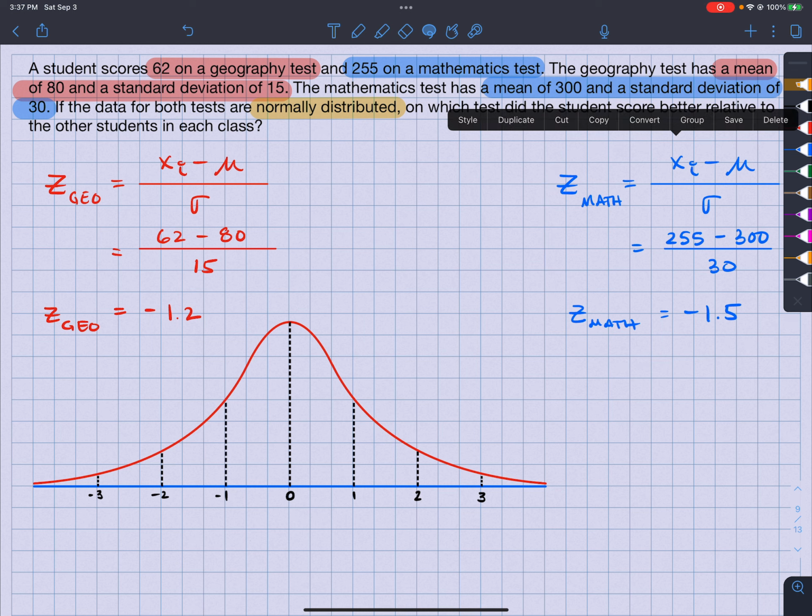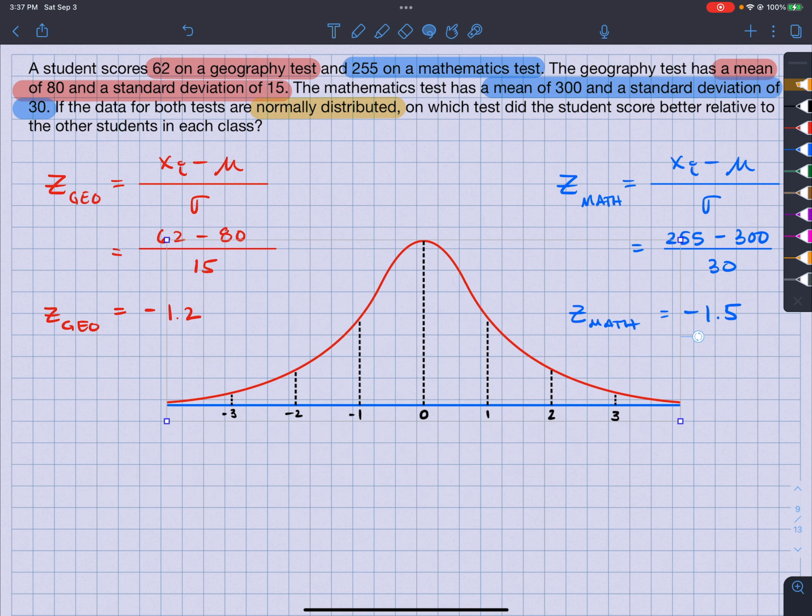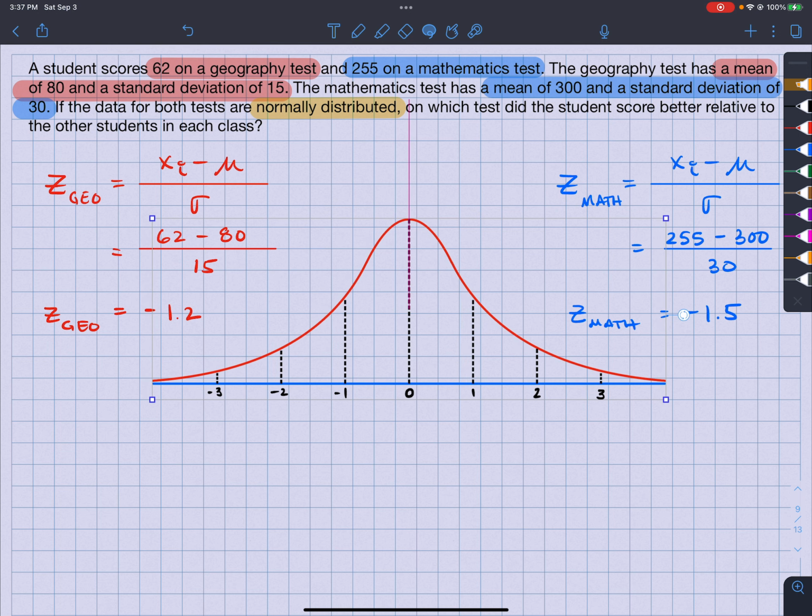Okay, so if I was to put this on the bell-shaped curve, let me bring that all the way over here so I can put this right in the middle and not interrupt a thing. So negative 1.2 would be somewhere here, right? And then negative 1.5 would be dead center of 1 and 2. So this is negative 1.5.